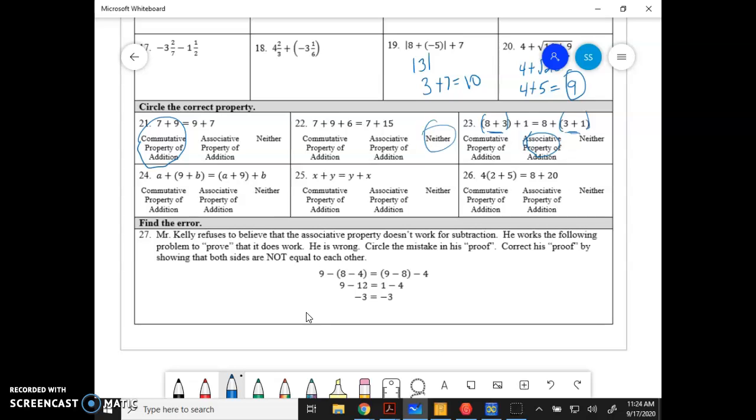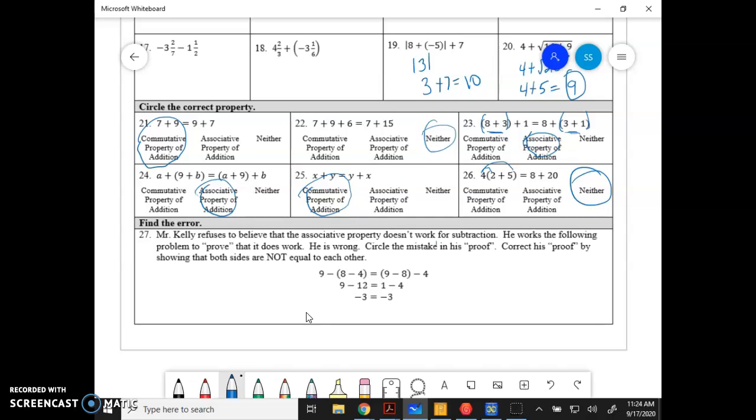24, this certainly looks like associative property again. X plus y is equal to y plus x. That looks like commutative property, right? It's just switching up the order. And this looks like 4 times 2 and then 4 times. This is actually distributive property, so it's neither of the two that we have here.